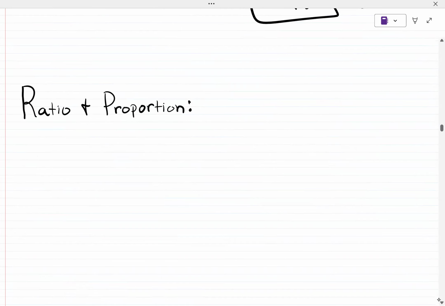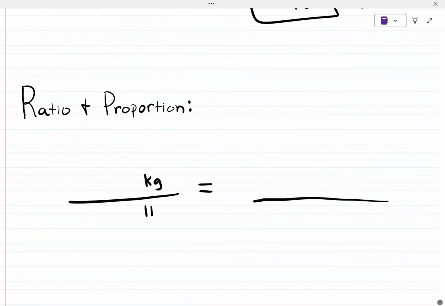Okay, ratio and proportion. So we'll set it up as a fraction. You could put kilograms on the top, pounds on the bottom. So we were given 3.6 kilograms, and then our pounds was unknown. And then what's the relationship between kilograms and pounds? Well, we know that for 1 kilogram, there's exactly 2.2 pounds.